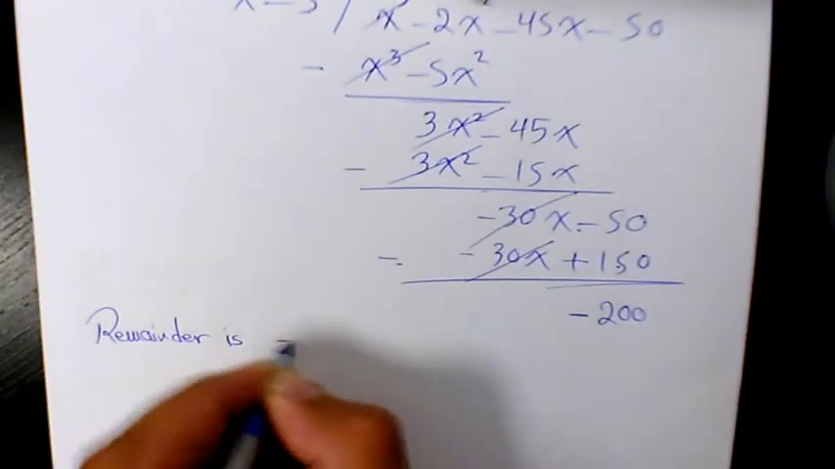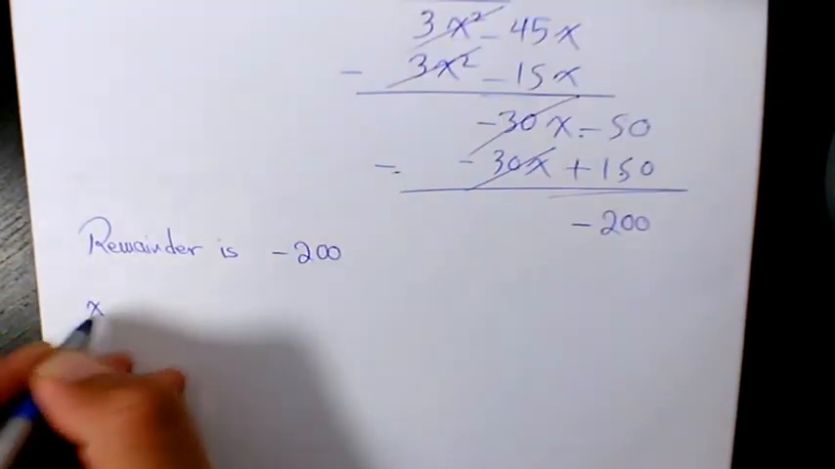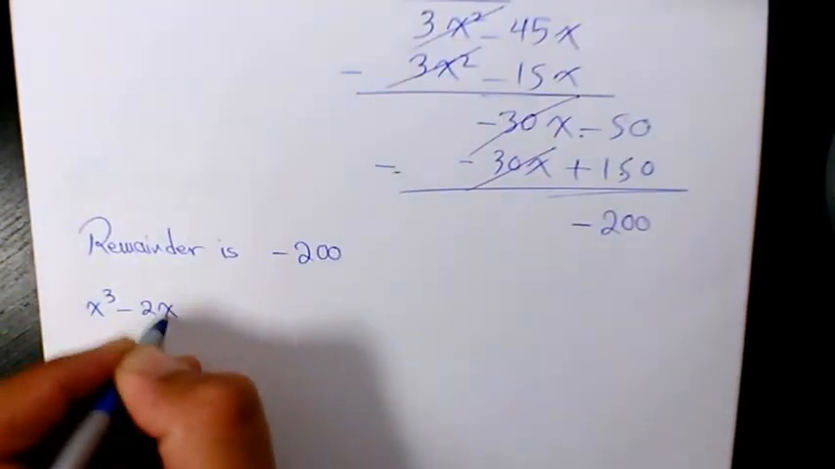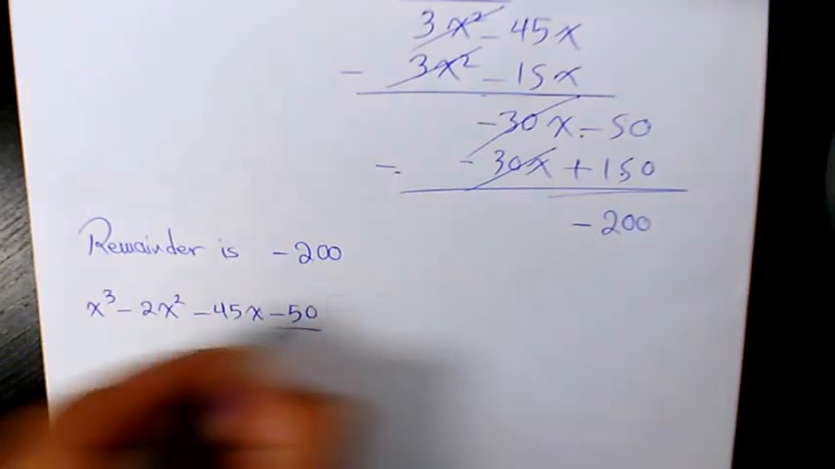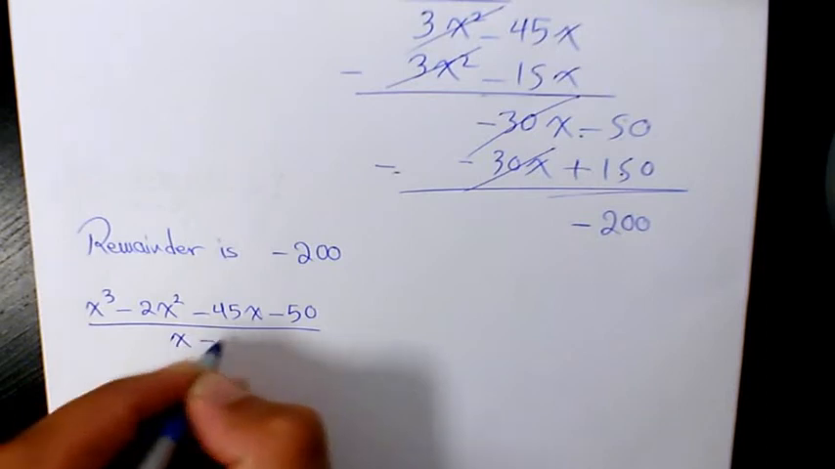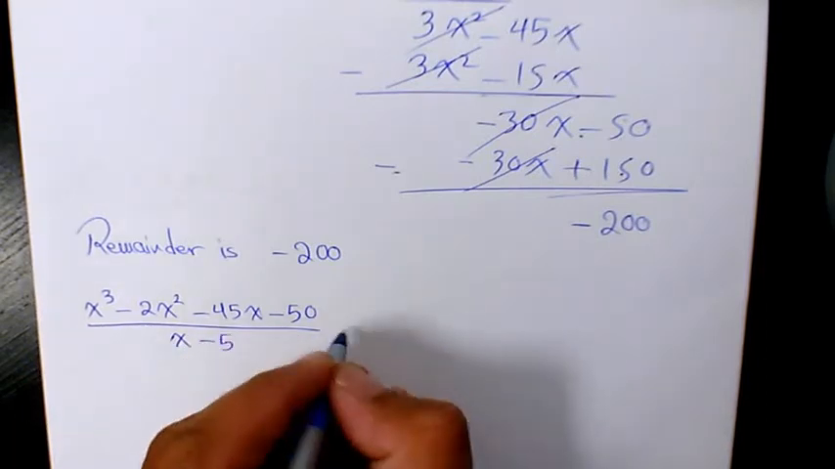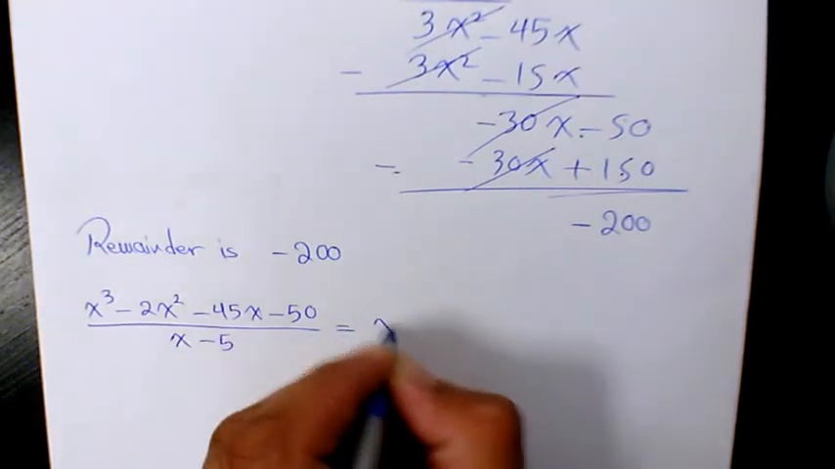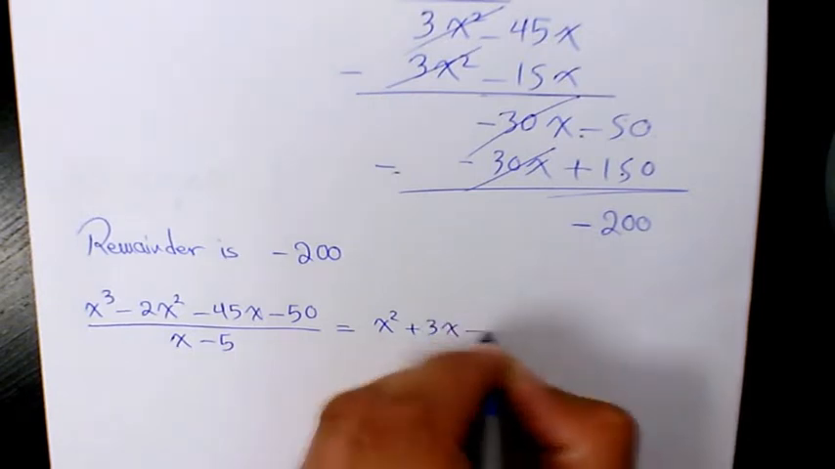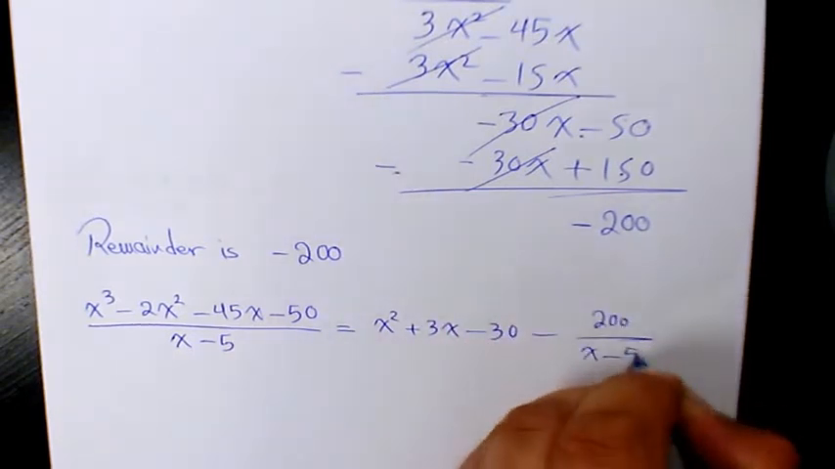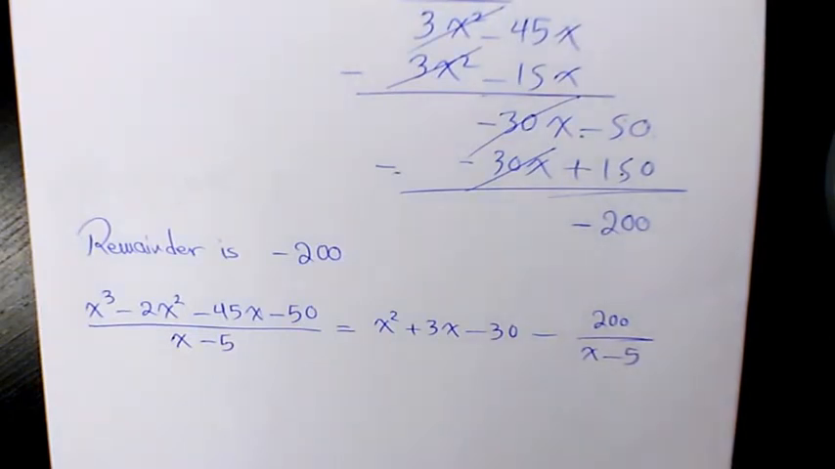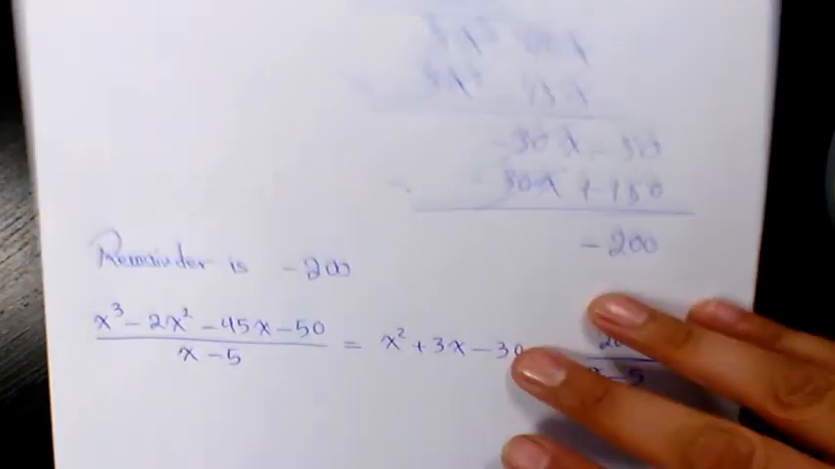And we can show it as x cubed minus 2x squared minus 45x minus 50 divided by x minus 5 equals x squared plus 3x minus 30 minus 200 divided by x minus 5. That's how we're supposed to write the final answer.